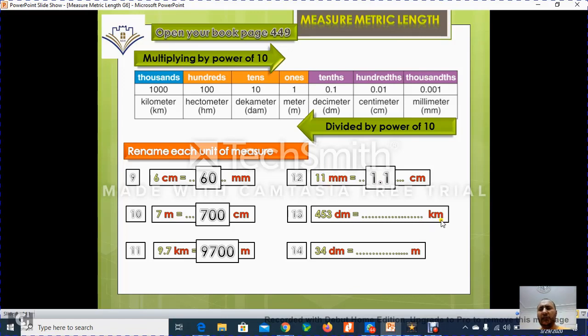453 decimeter equals dots kilometer. From decimeter to kilometer. Wow. Is it multiplied or divided? Divided. But how many spaces here? How many jumps here? Jump with me: 1, 2, 3, 4. Again: 1, 2, 3, 4. Then 10 multiply 10 multiply 10 multiply 10 equals 10,000. Then divided by 10,000.